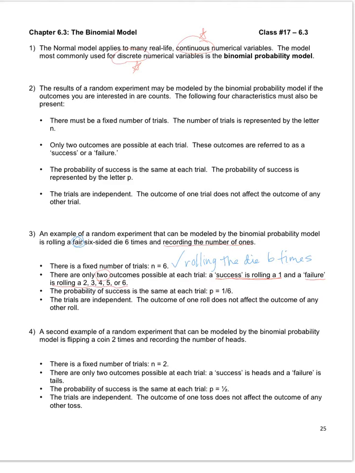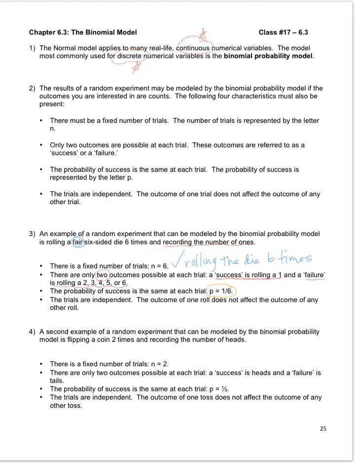All right, third thing, the probability of success is the same in each trial. Because the die is fair, we can say that probability is 1 out of 6. The chance that you roll a 1 is 1 out of the 6 things that can happen. And then the last thing, trials are independent. Well, the outcome of one roll does not affect the outcome of any other roll. So if I roll a 1 the first time I roll the die, it's not going to have any effect on what appears the second time I roll the die.